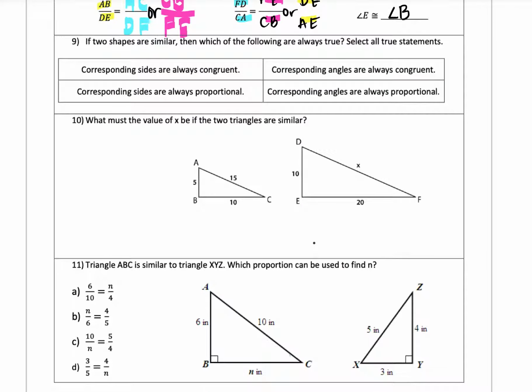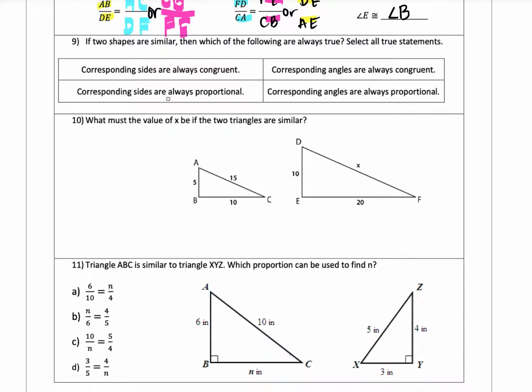In number 9, we're talking about if two shapes are similar, then which of the following is always true? So for similar shapes, we know that they look like the same kind of shape, but they're not exactly the same measures. We'll know that their angles are always congruent to one another, but their sides are just proportional. So the corresponding sides are always congruent.